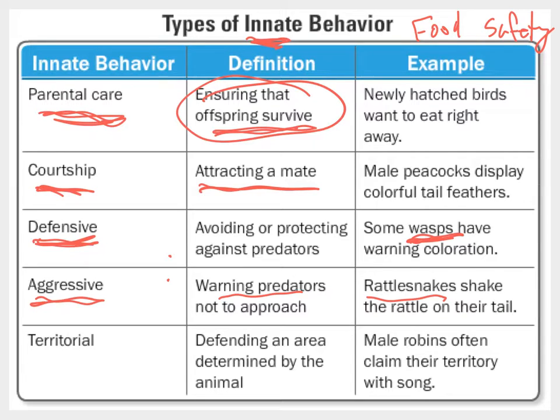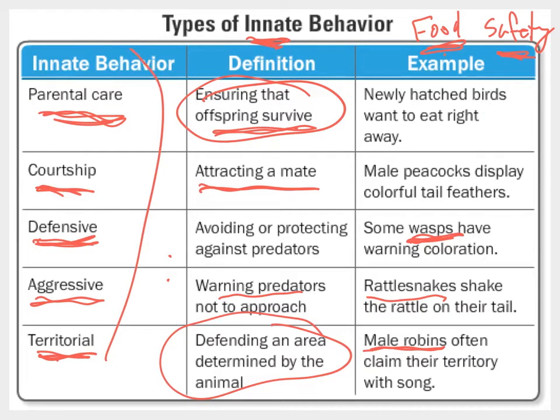And then finally, the last one is our territorial behaviors. This is going to defend the area determined by the animal. So this is more in the realms of safety and food, because now I'm doing what? Keeping out any aggressive species, keeping out any competition, so I have more food. For example, we might see a male robin, which will claim its territory with a song. So these are just some examples, but these are our 5 types of innate behaviors.